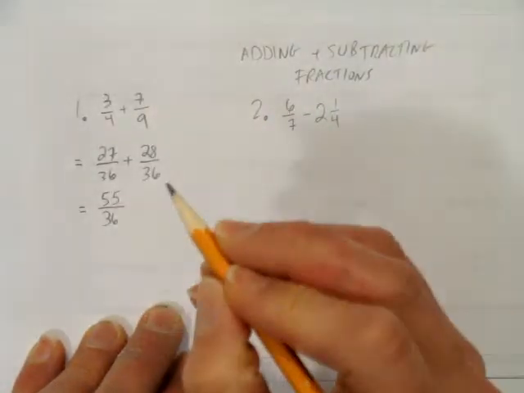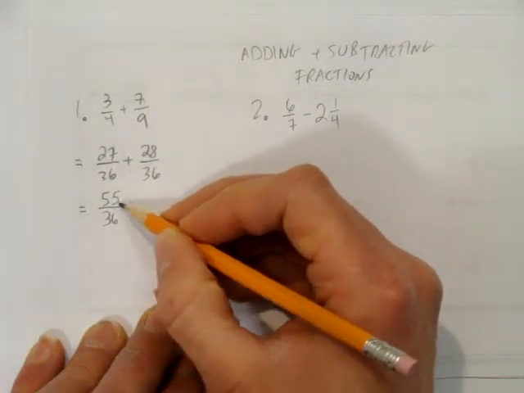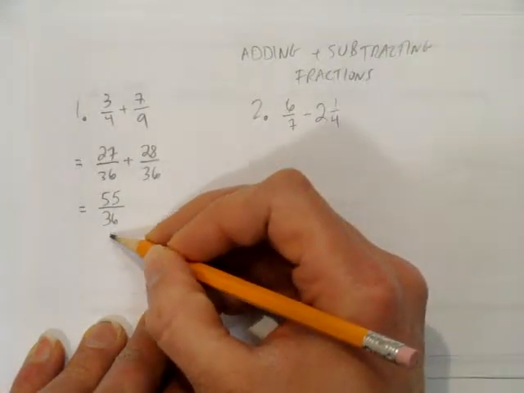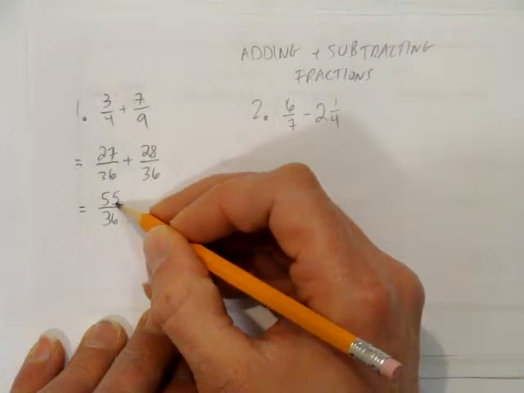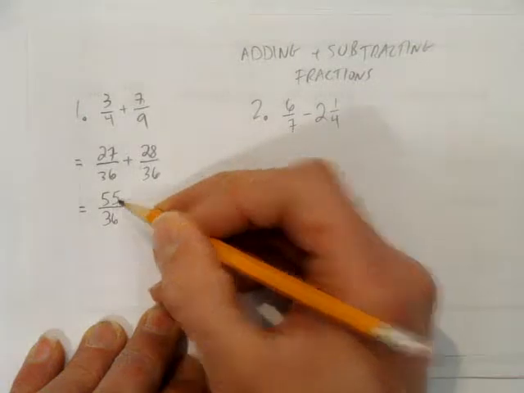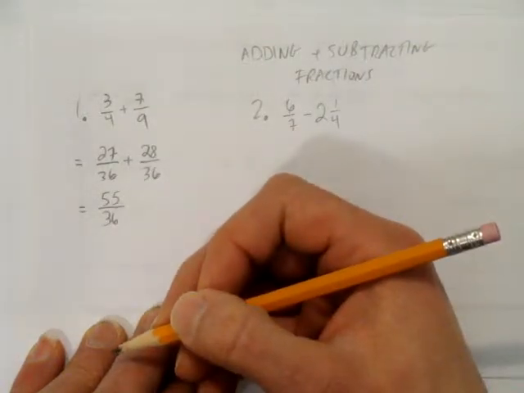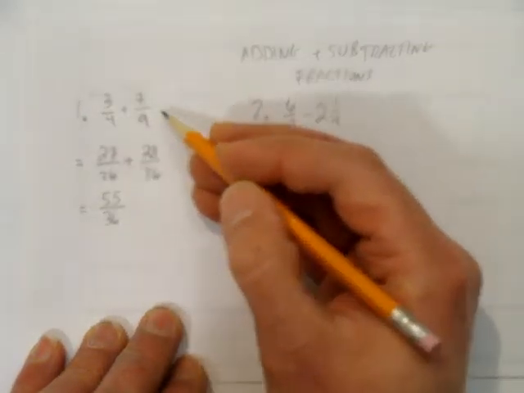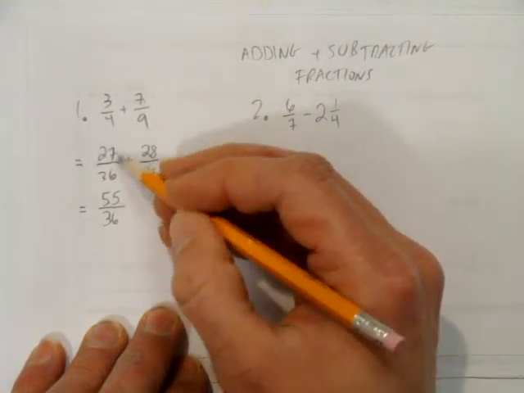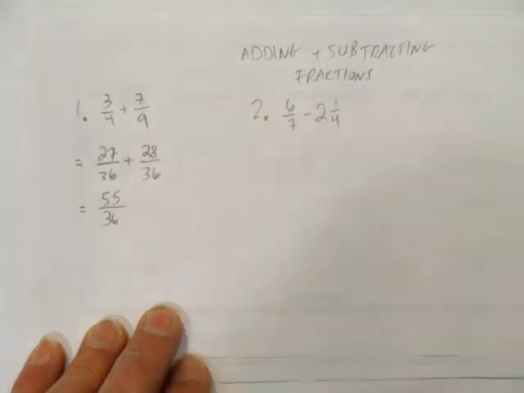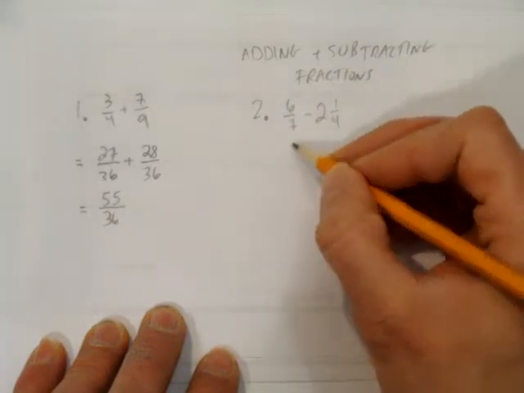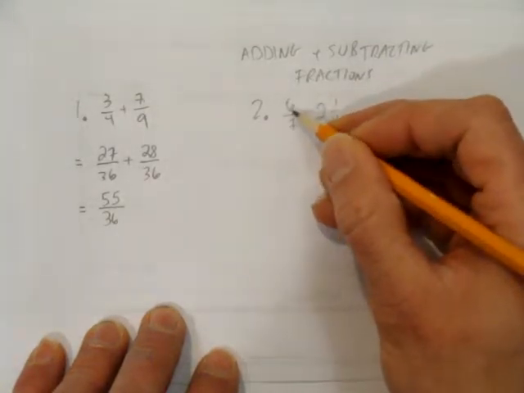And we're done. The only thing to make sure, though, is that nothing goes into the top that goes into the bottom. That is, that we can't reduce or put it in lowest terms. What goes into 55? Only 5, which doesn't go into 36, and 11, which also doesn't go into 36. So we're done. We've added two fractions together by doing common denominator, doing the same multiplication to the numerators, and adding the numerators together.